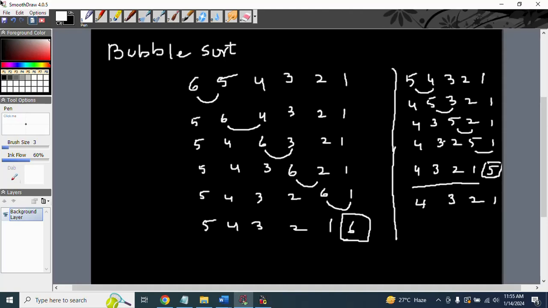So I hope insertion sort, selection sort, and bubble sort are clear to you. So maybe in the next session we try to discuss searching techniques, searching algorithms. So I hope all three sorting algorithms are clear to everyone.